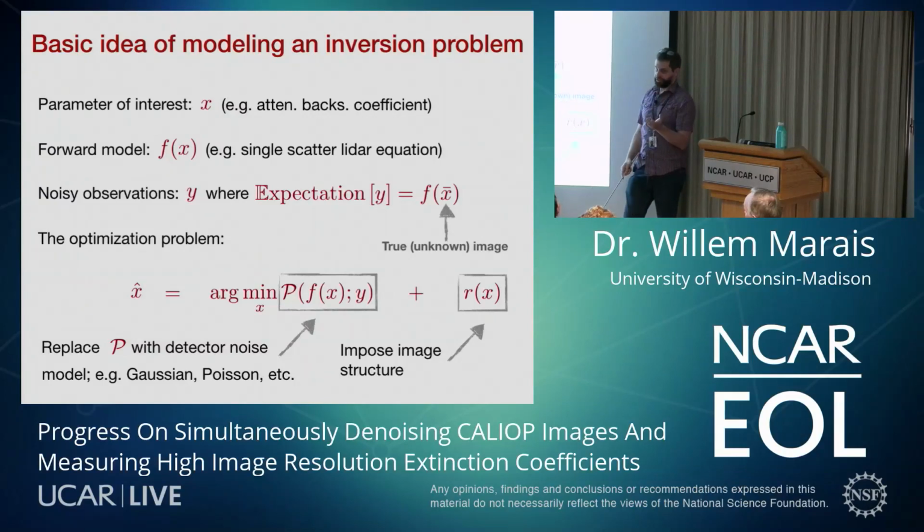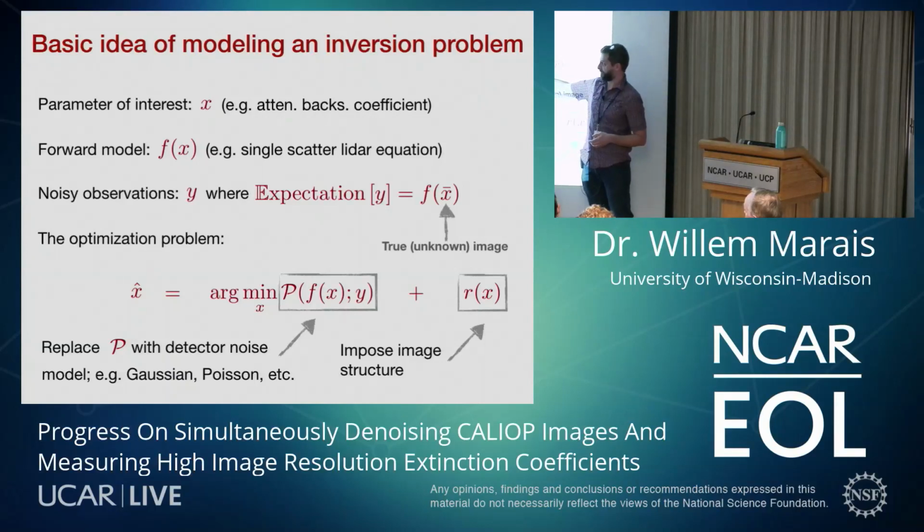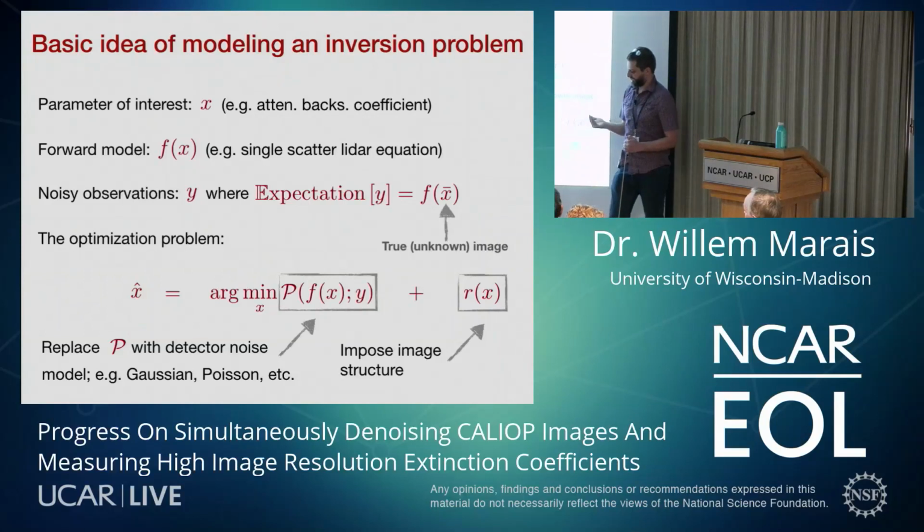What the noise model allows you to do is that if you have an estimate of your attenuated backscatter coefficient and you plug it into your single scatter lidar equation, you can quantify how close a fit your single scatter lidar equation is relative to the noisy observations. In other words, if your attenuated backscatter coefficient is totally incorrect, the noise model will give you a large quantity telling you you're totally incorrect in estimating the attenuated backscatter coefficient. So that's the one component we need: a noise model.